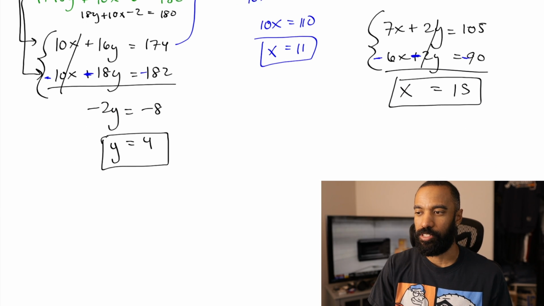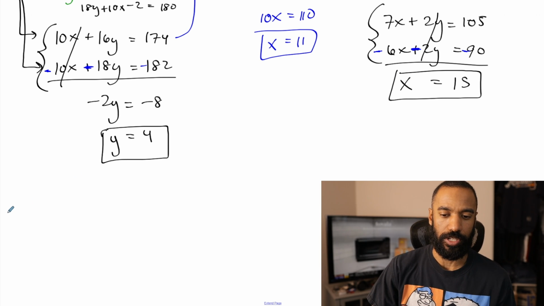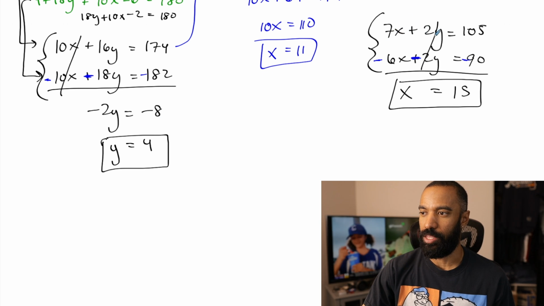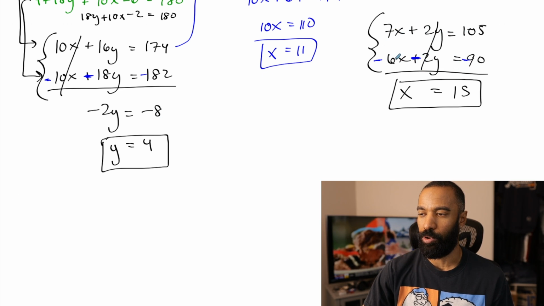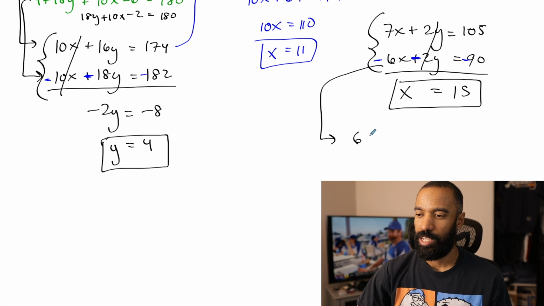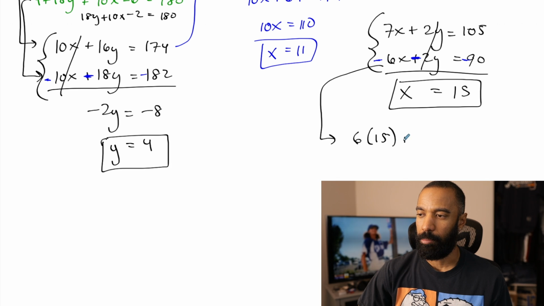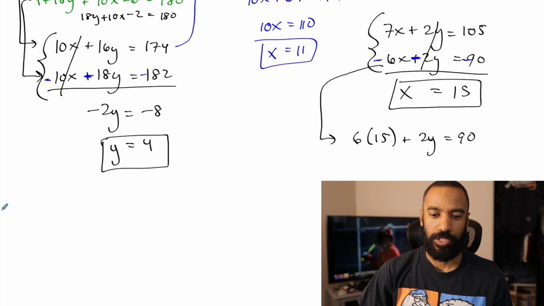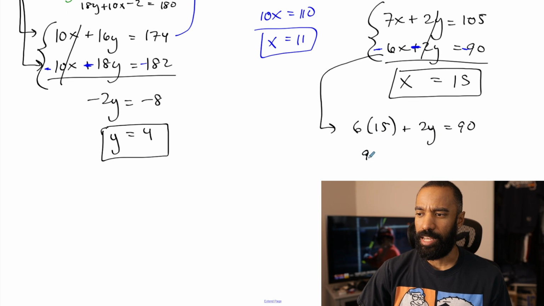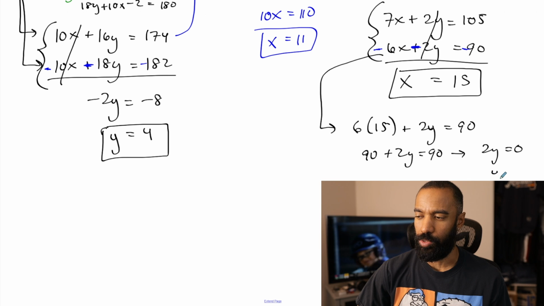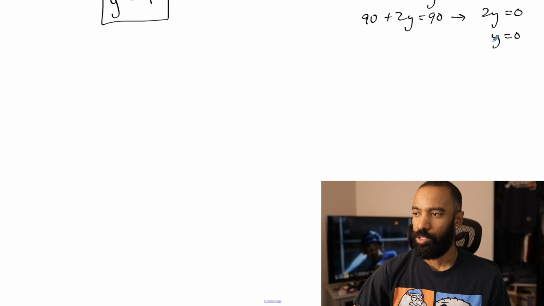For y, you're going to have to take the x, substitute it into one of the equations that you've had from before to solve. So I'm going to take one that's as simplified as possible, either this original or this one here before we made it negative. So let's take that equation here and do 6 times 15 plus 2y equals 90. That'll give you 6 times 15 is 90, right? So that'll be 90 plus 2y equals 90. Subtract 90 from both sides, you get 2y equals 0. Divided by 2, you get y equals 0.